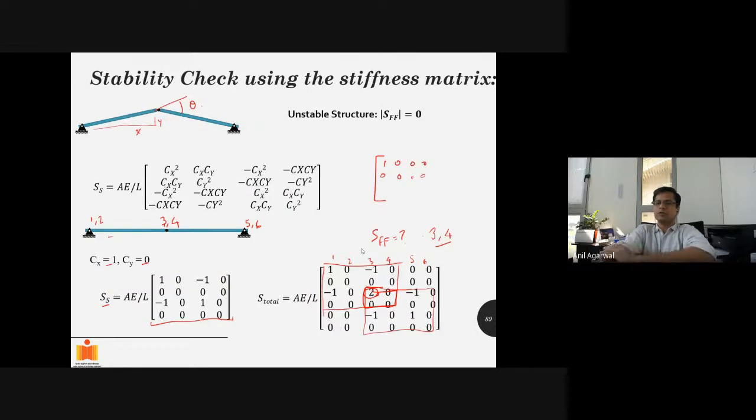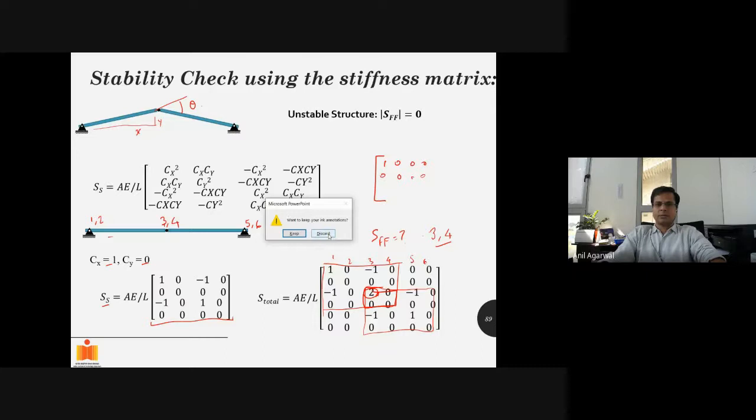Fine. So you need to do this check also for each of your problems. There are 5-6 problems given to you in the project. You need to first develop the stiffness matrix, then after you take out the SFF part, check whether the determinant of that is 0 or not. If it is not 0, then only you solve the rest of the problem. Otherwise, just report that it is an unstable problem.